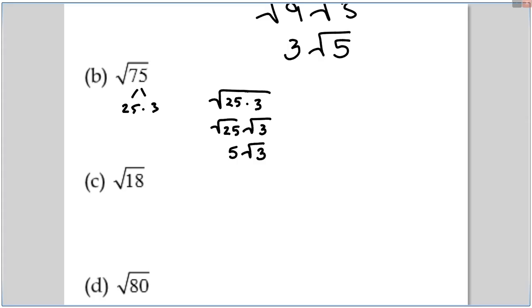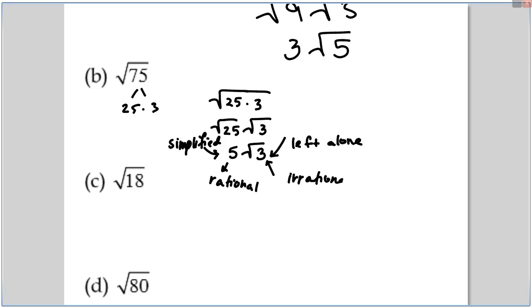Is everybody okay with that? If it's not perfect, leave it. If it's perfect, simplify. So this one is simplified, and then this one is just left alone. Because the 5 is rational, but this non-perfect root is irrational.